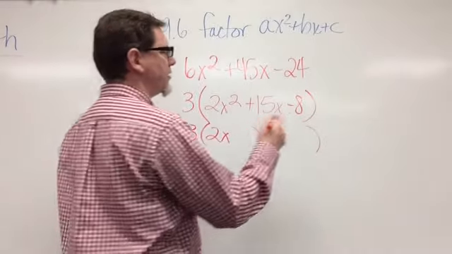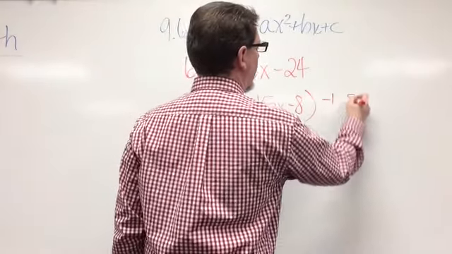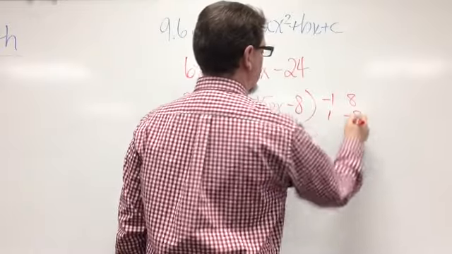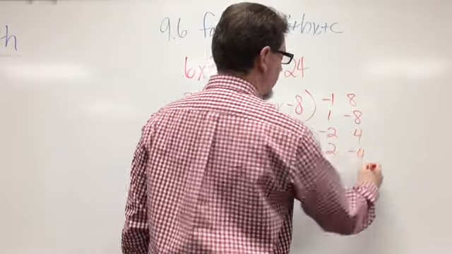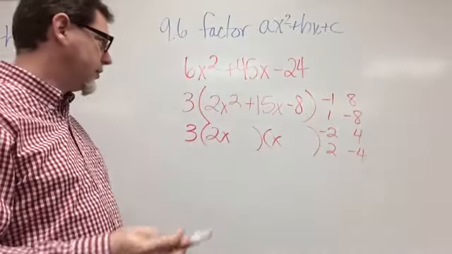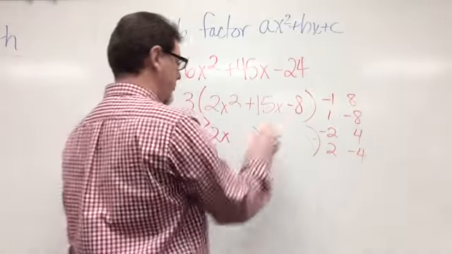And now what are my factors of negative 8? Negative 1 and 8, 1 and negative 8, negative 2 and 4, or 2 and negative 4. Guessing and checking. That's all I'm doing. So let's start with negative 1 and 8.